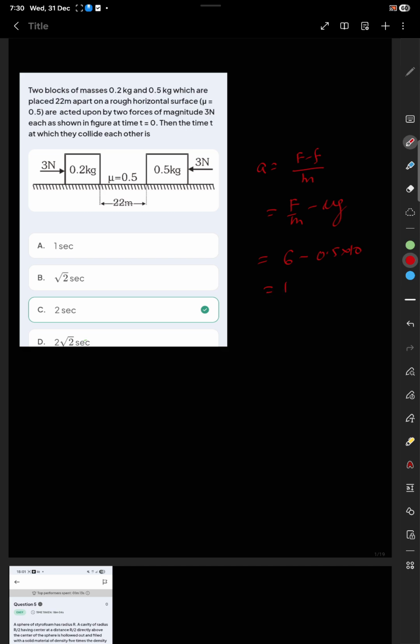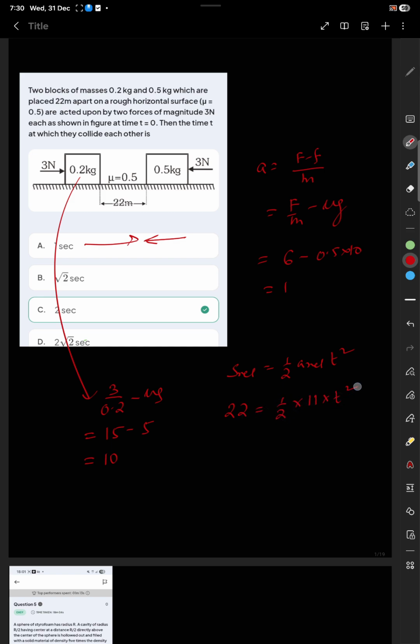So that is 1, and for this block that will be also F by m. F is 3 by 0.2 minus mu g, that will be 15 minus mu is how much, 0.5 into 10, so that is 10. So relative acceleration as they are moving towards each other will be 11. So s relative is equal to u relative, which is 0, plus half a relative into t square. This one will be 22, half a relative is 11 into t square. So this is t square 4, t is 2 second. Okay.